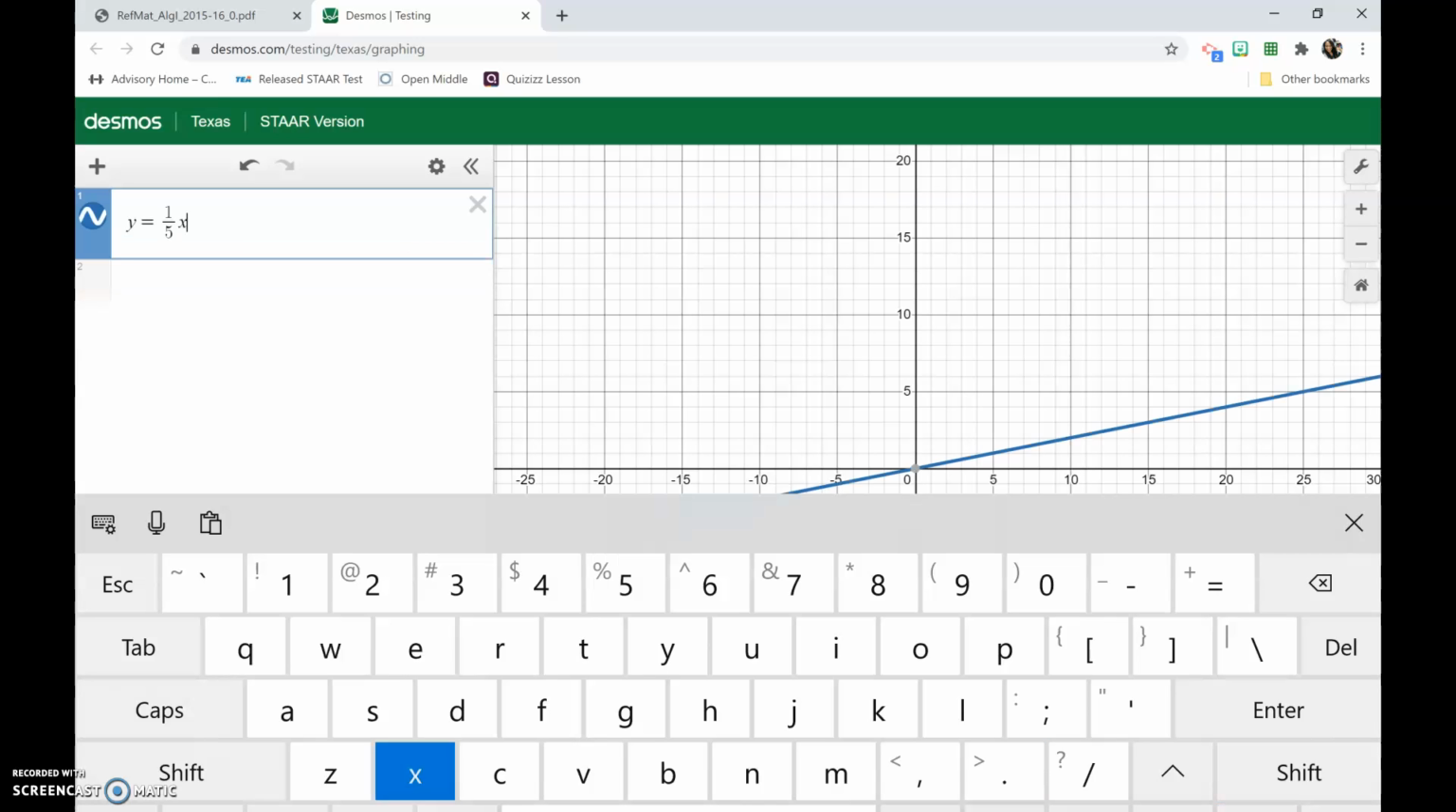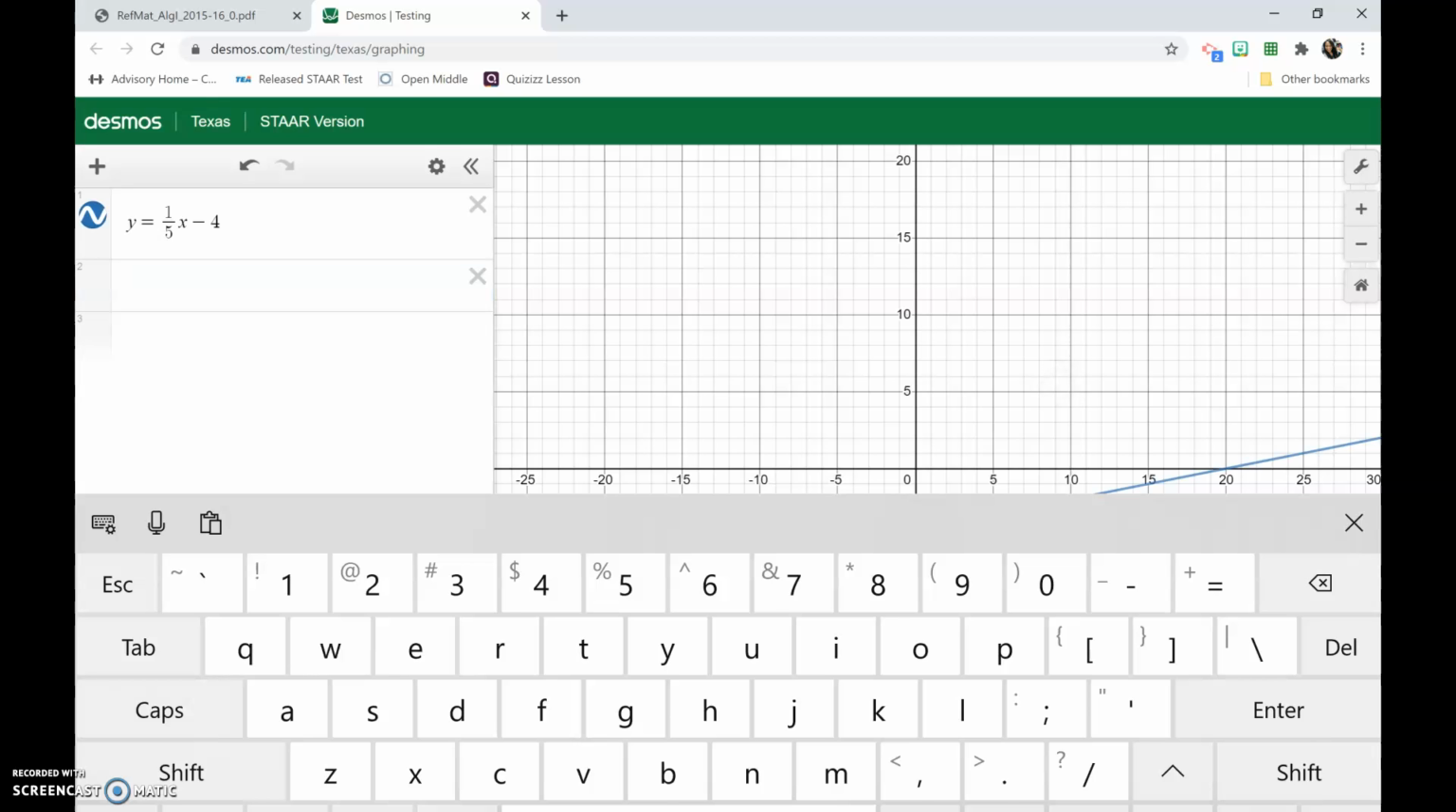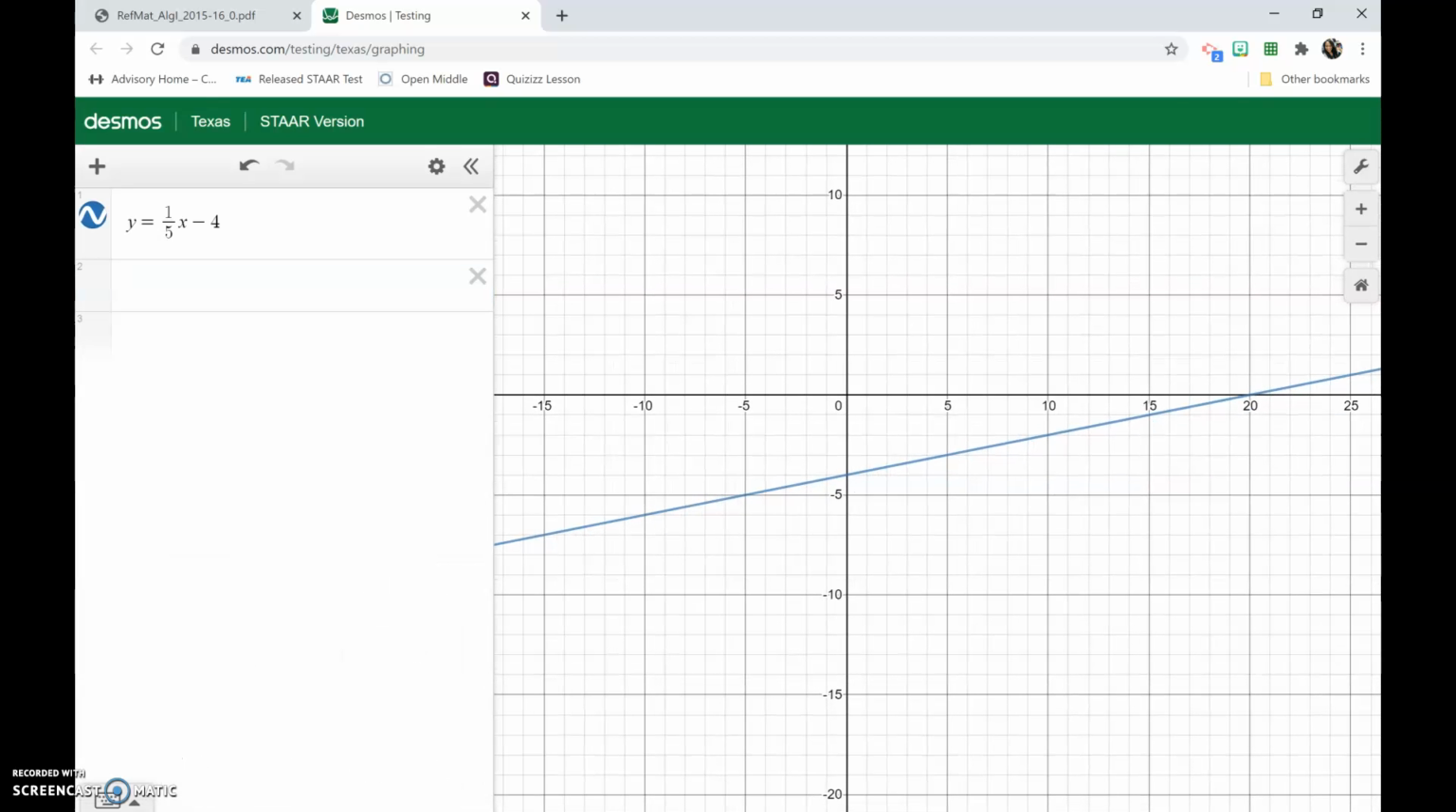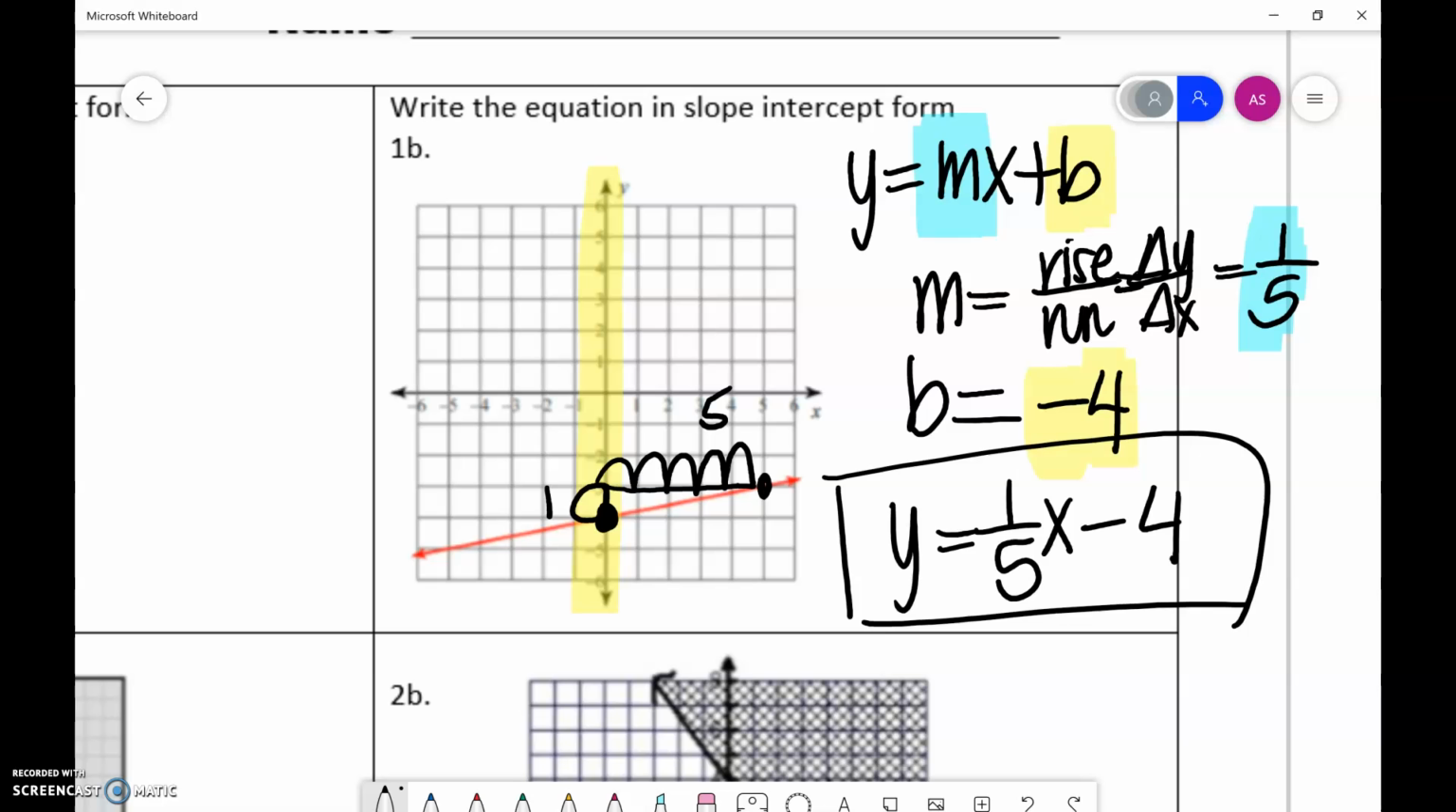Okay, so as you see, this is our test version of the Desmos app. So I just press enter, and as I can see, this is the same exact graph that they gave me on the paper. So I know I'm right.